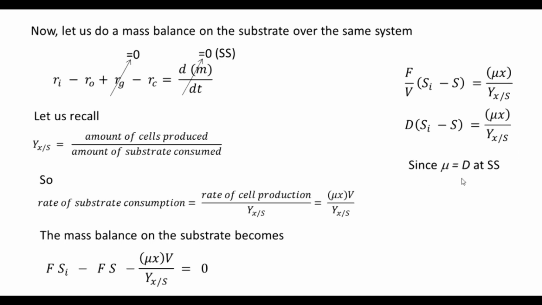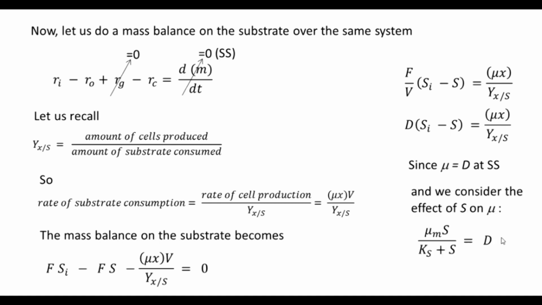Since mu equals D at steady state, and we consider the effect of S on mu, mu m S by Ks plus S, which is actually mu, can be equated to D here. Therefore, mu m S equals D into Ks plus S. This is transposing the equation, multiplying both sides by Ks plus S.